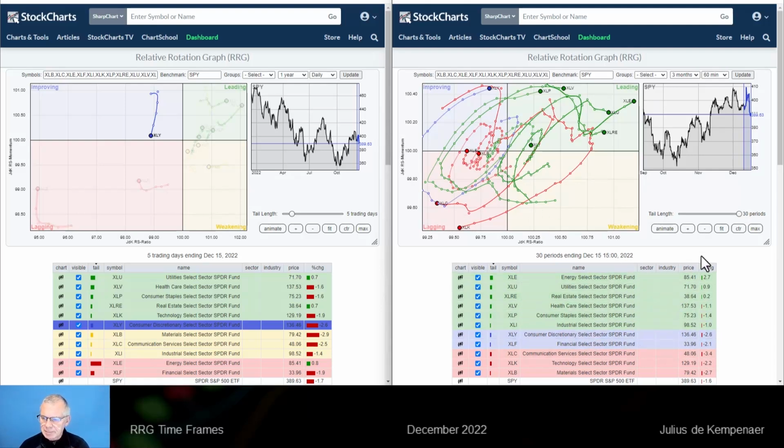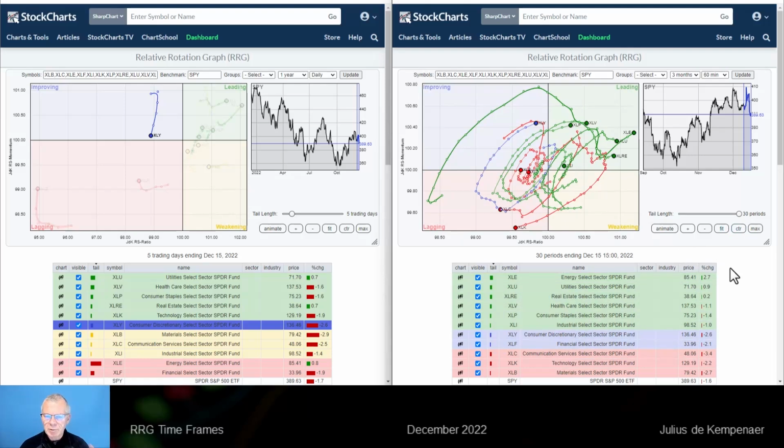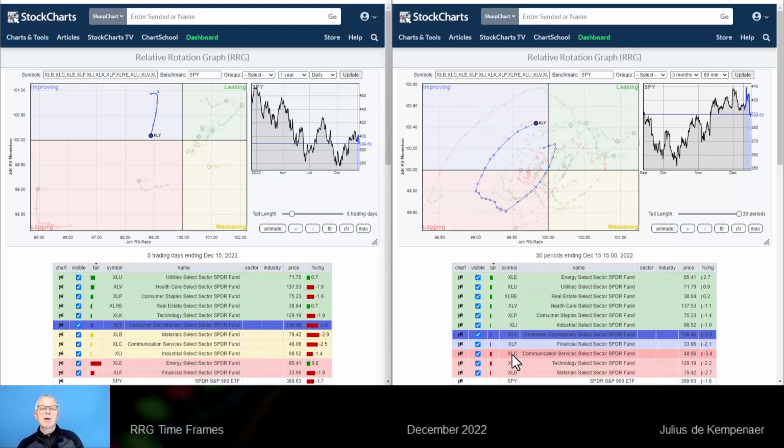So 30 periods, 30 hours, roughly equals 5 trading days. And if I now look at the rotation of XLY, you can see that that main trail here on that daily is still moving lower. And you can see that on the intraday time frame, on the hourly time frame, XLY made an almost complete rotation from leading through lagging, back up into improving, and now going back into leading.